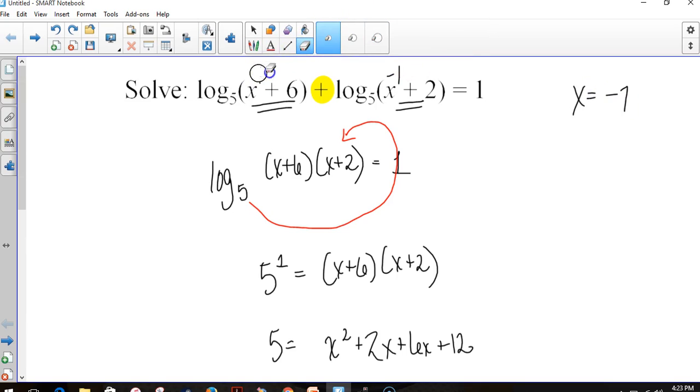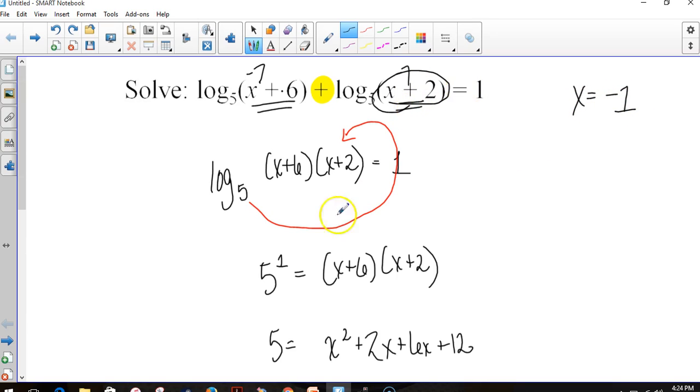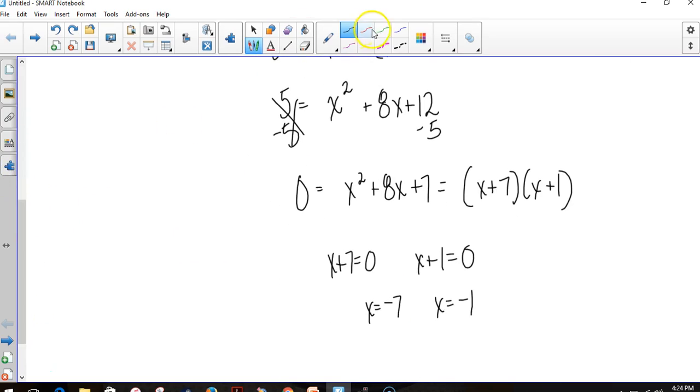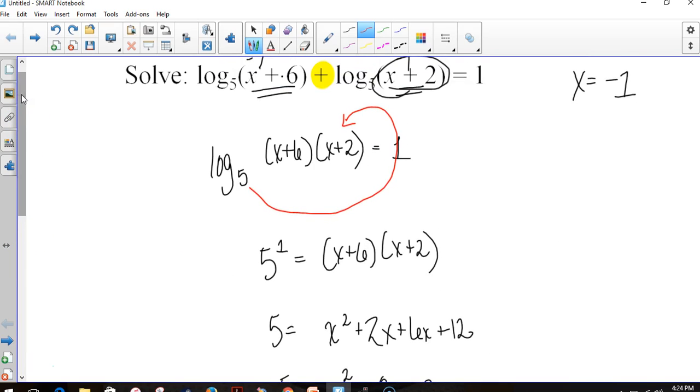But if I plug in a negative 7, I'll have a negative 1 over here and a negative 5 over here. You cannot have a negative number on the inside of your logarithm. So anything that creates a negative number on the inside is an extraneous solution. And so I need to reject this negative 7, and only a negative 1 is a part of my solution. So no negatives inside logarithms, just like you won't want to have negatives underneath your radical symbol.